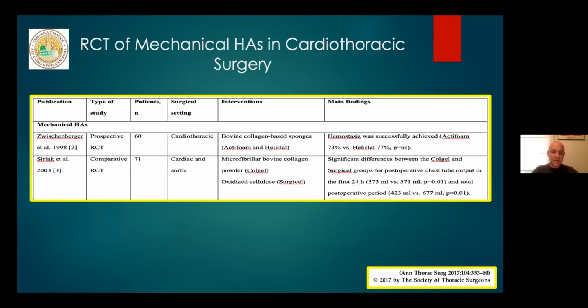Mechanical agents, for example, collagens, oxidized cellulose, and gelatins, form a physical matrix providing a barrier over the bleeding site, activating the extrinsic clotting pathway and providing additional scaffolding for platelet aggregation to accelerate clot formation.